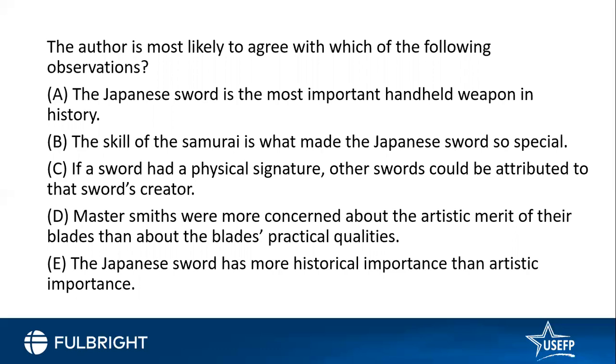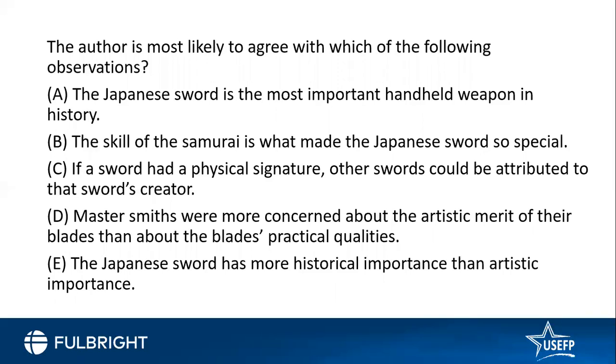This question: the author is most likely to agree with which of the following. So this is a common question in which they ask us to check the option which the author might like, or he or she might imply. This Japanese sword is the most important handheld weapon in history. Yes, the passage was about the importance of this sword, but was it the most important handheld weapon in history?